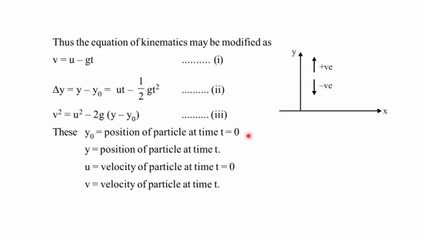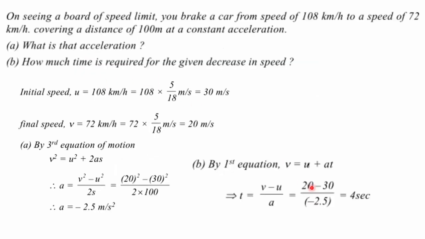So if anyone asks what the three equations of motion are for motion under gravity, then we use the same equations that were discussed or derived earlier, but in place of acceleration, we will substitute the value of acceleration due to gravity. Now, based on these three equations of motion, we can do some problems.